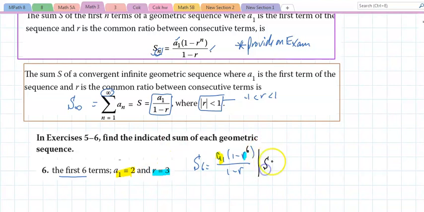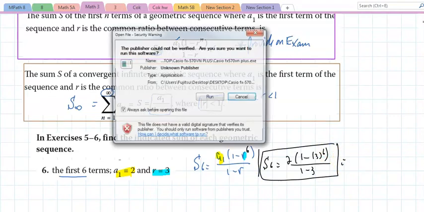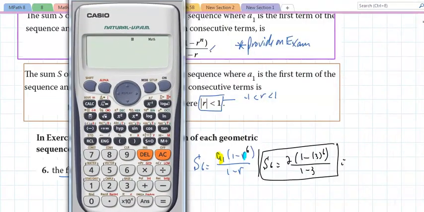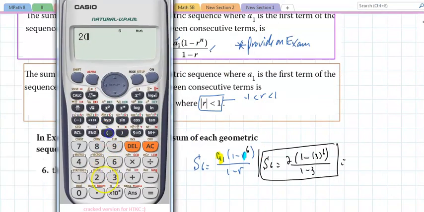So in this case, S sub 6 will be 2 times 1 minus 3 raised to the 6 divided by 1 minus 3. Now, this is a fine answer unless you are allowed a calculator on the exam. You could just plug it in exactly as you see it. 2 parentheses 1 minus 3 raised to the 6 divided by 1 minus 3. You could do that by hand.